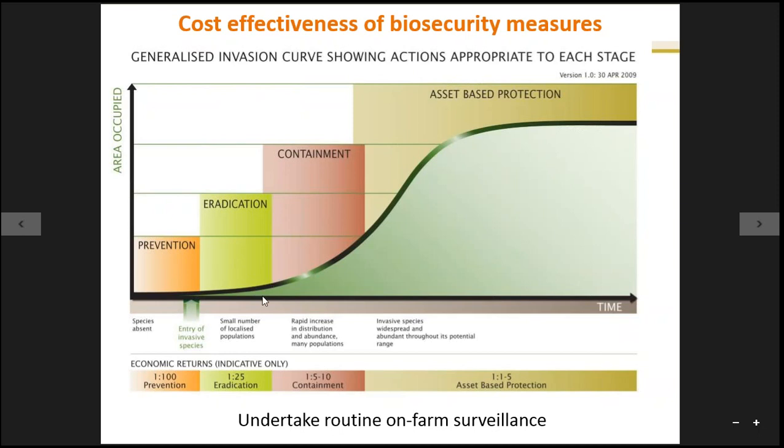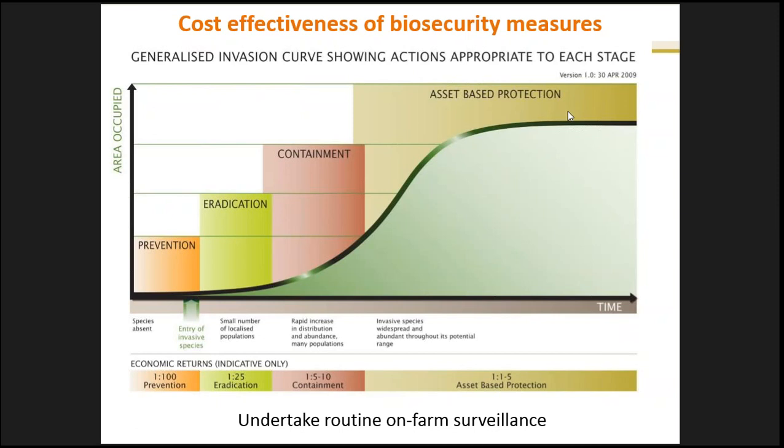Once something has become established on your place, then you need to think about containment, and that's basically containing a problem to one part of your enterprise. And as you can see, the cost benefits of dealing with these issues decline quickly, as you get to a point where the disease or the weed problem becomes entrenched, and then really you're fighting to get a return from implementing good management procedures.